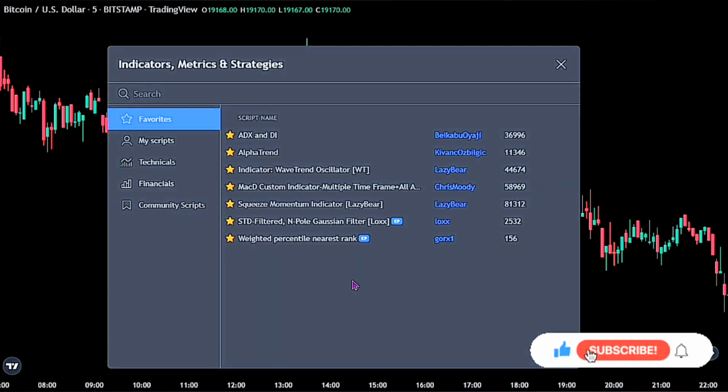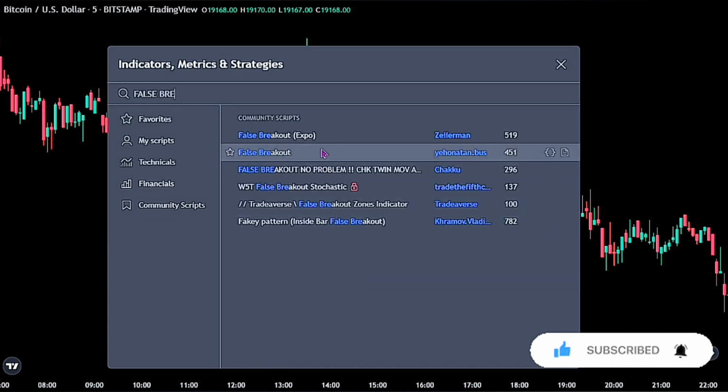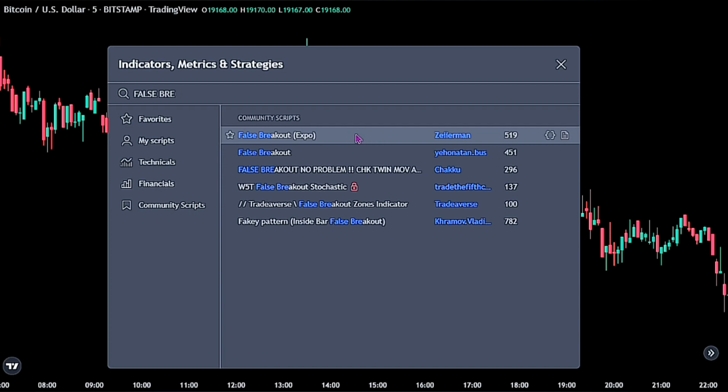For the first indicator, go ahead and search for the False Breakout by Zaire Man. This indicator detects false breakouts in real time. A false breakout occurs when the price moves through a certain level, but doesn't continue to accelerate in that direction. This is because the price does not have enough momentum and the buying interest at this level is not high enough to keep pushing the price in that direction, which often results in a market reversal.